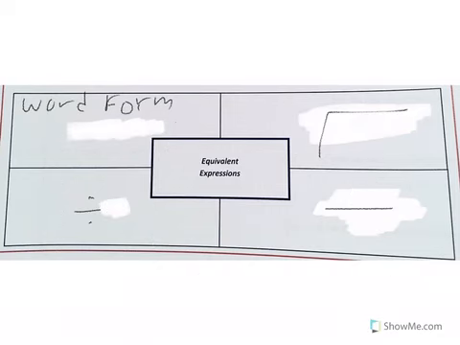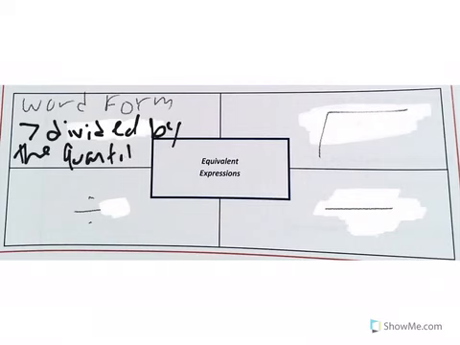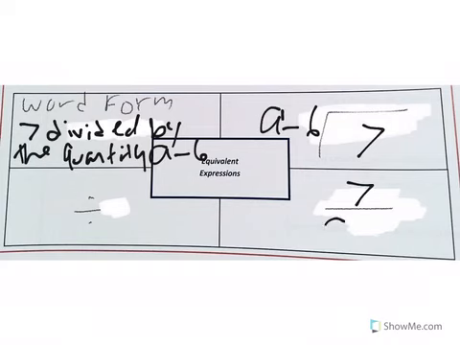Let's say 7 divided by the quantity a minus 6. Maybe we'll make it a little bit more complicated, right? So we know 7 is what is being divided. So 7 is going to be out here. And then a minus 6 is what we're dividing by. So that's the divisor. As a fraction, 7 is being divided, so it's the numerator. A minus 6 is the denominator.